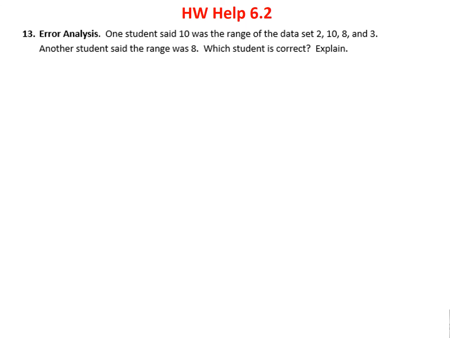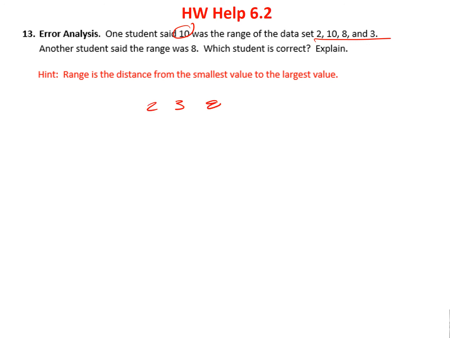Problem 13, an error analysis, says that one student said that 10 was the range of this data. Another student said the range was 8. Which student is correct? Let's explain. Let's remember what range is. Range is the distance from the smallest to the largest. If I put these in order, I got 2, 3, 8, and 10. So the distance is going to be the largest, 10, minus the smallest, 2, which is 8. So the second student was correct. The first student just gave us the maximum number, not the range.